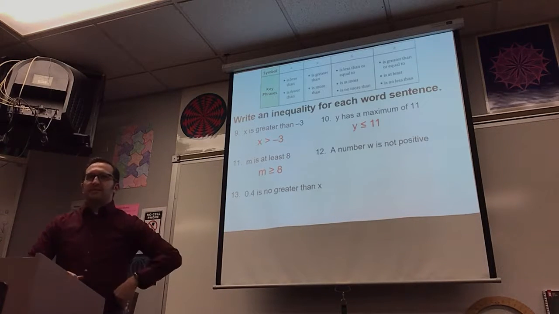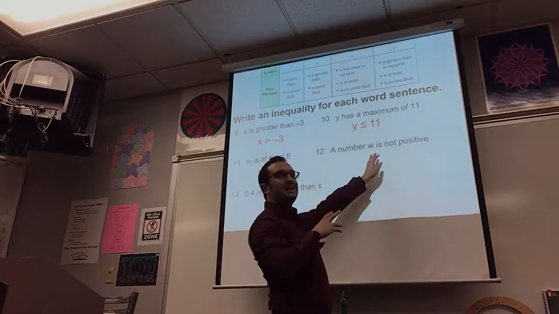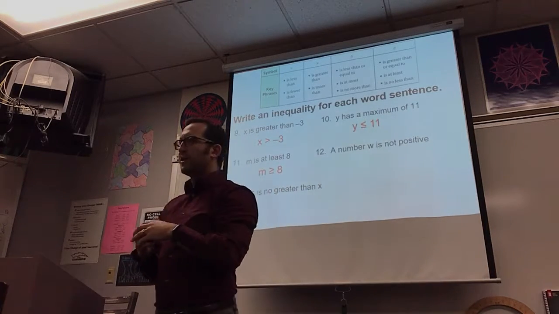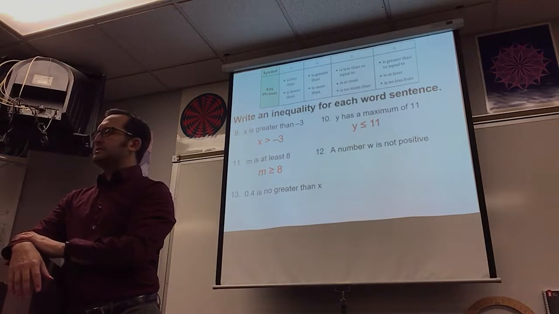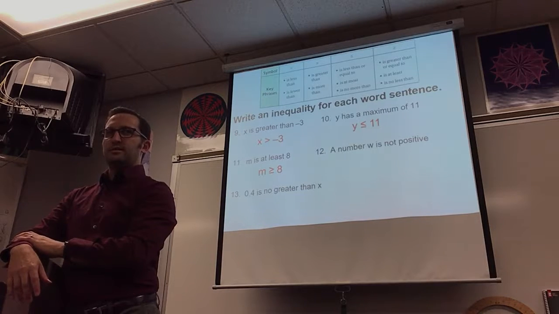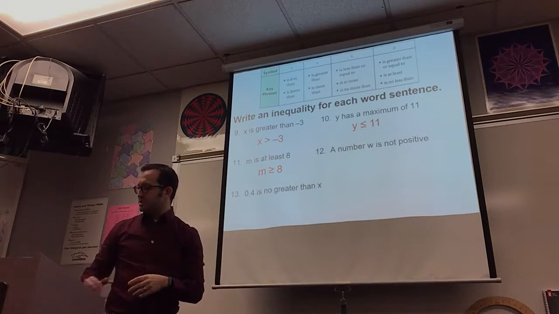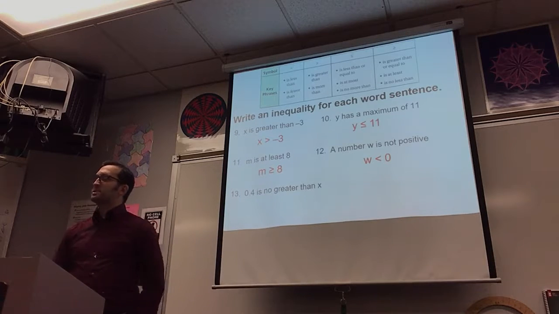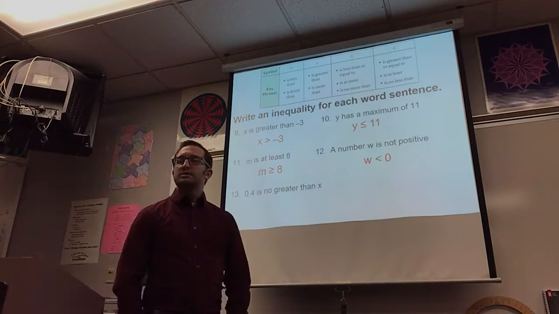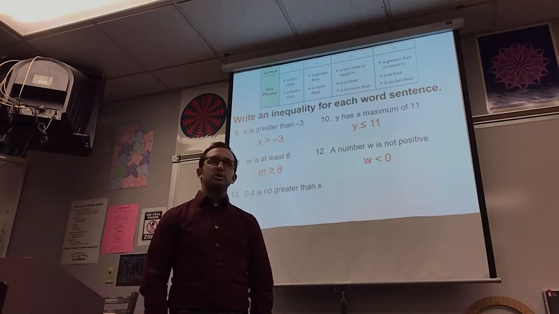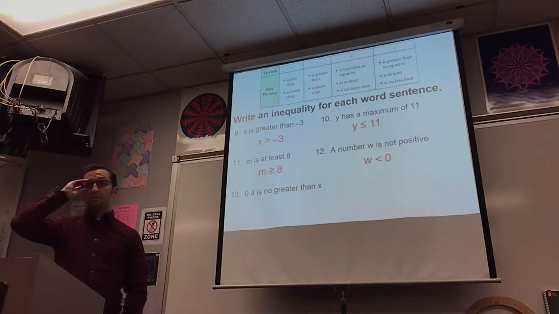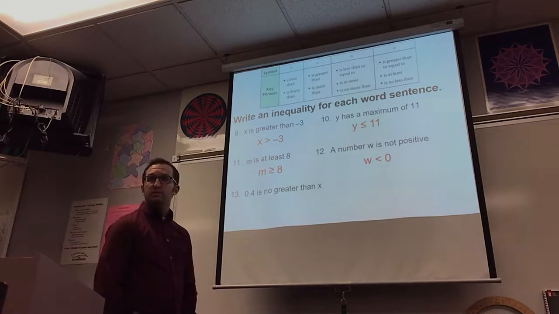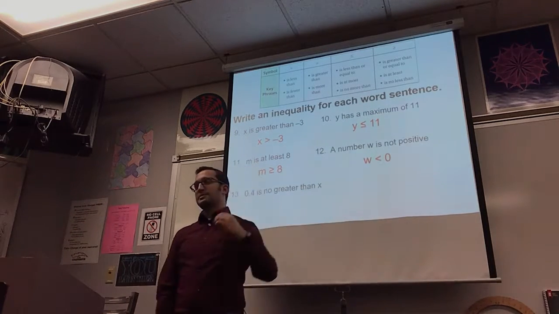Now this one's tough because not positive is not there. But what numbers are not positive? Negative numbers. How can we say all the negative numbers? W less than 0. It's got to be less than 0. Can it be less than or equal to 0? Not positive, okay? So it could be less than or equal to 0, there's no argument for it. But what we're looking for is the ones that are negative. If it's not positive, that means it's negative. I understand that there's an argument for saying that 0 could be included.